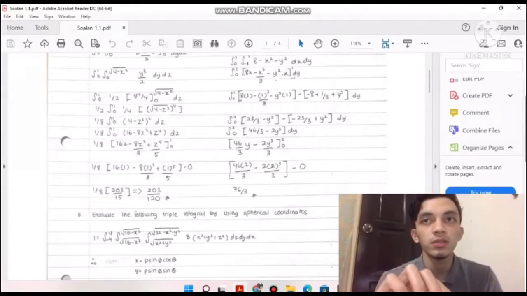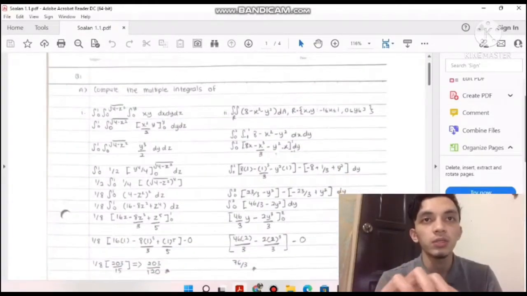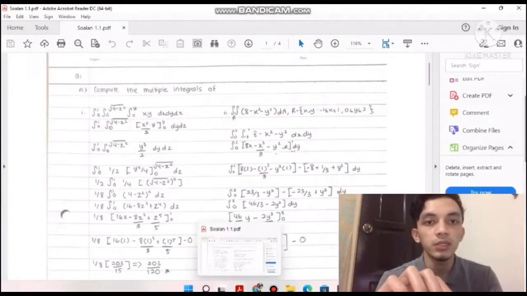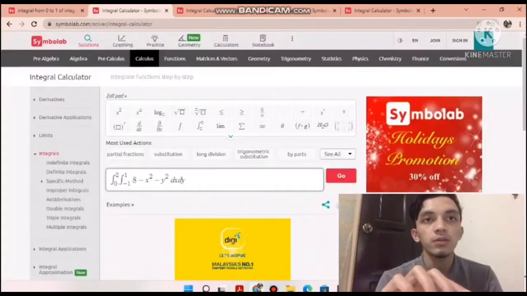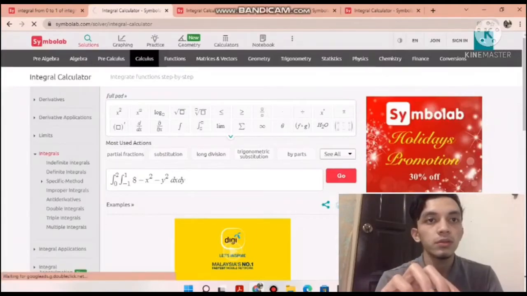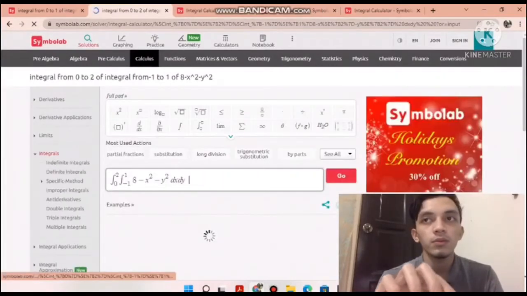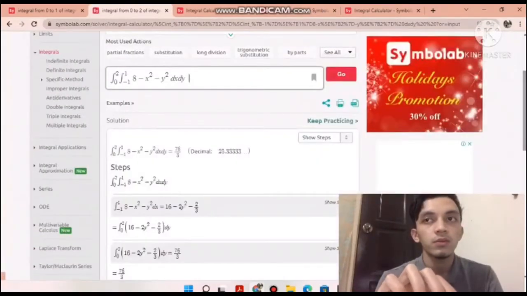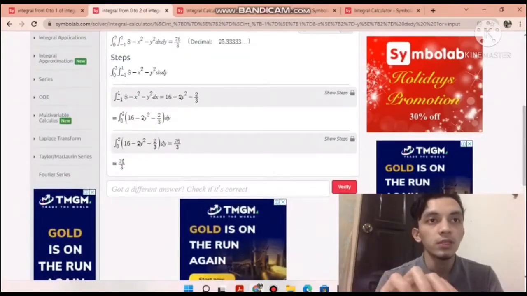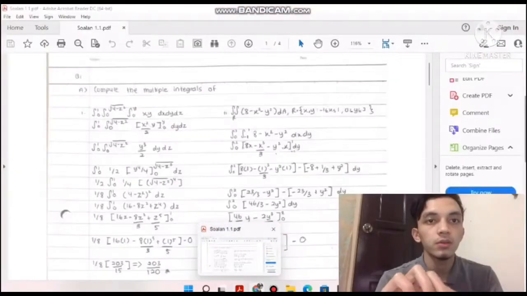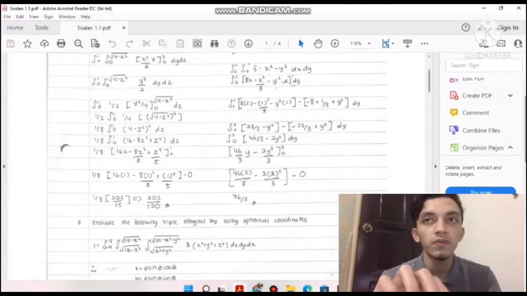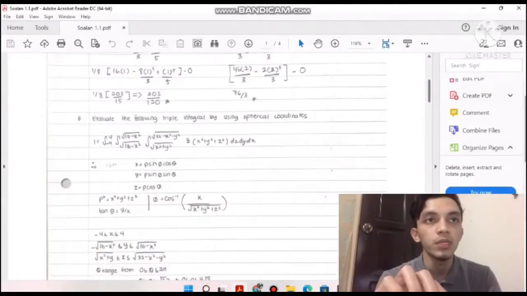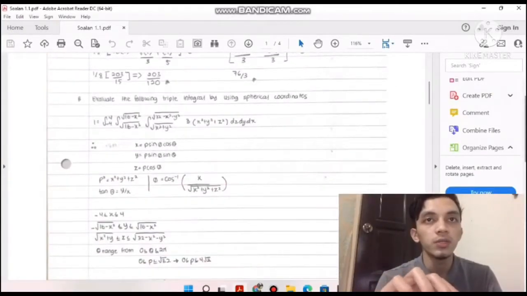For the first question. So the second question is a double integral. So the final answer is 76 per 3, exactly as calculated manually.